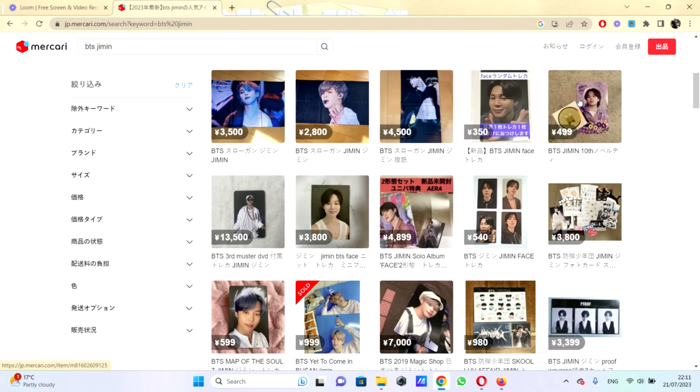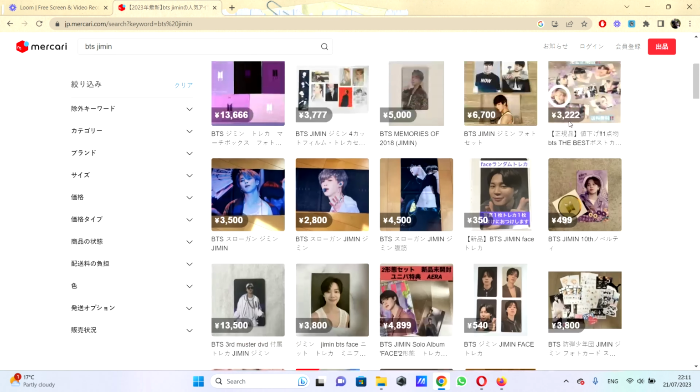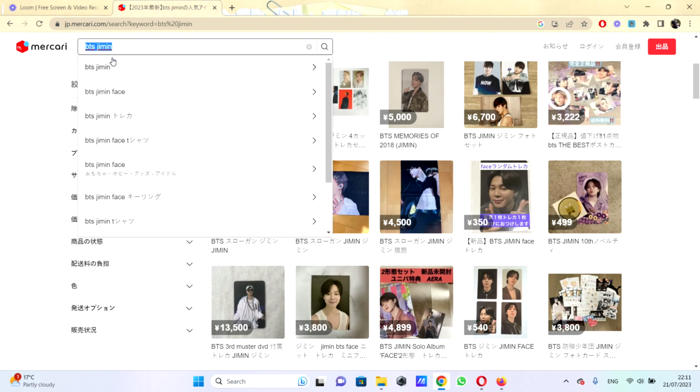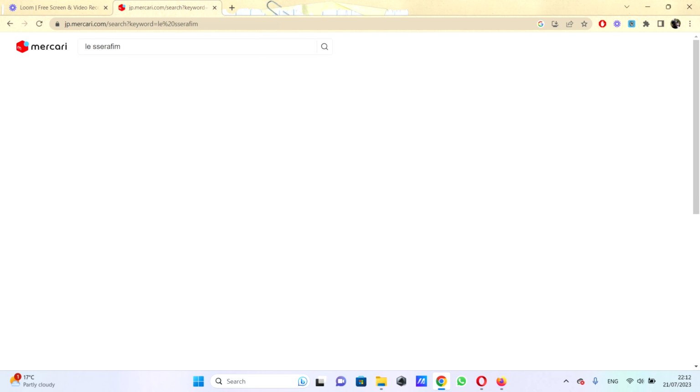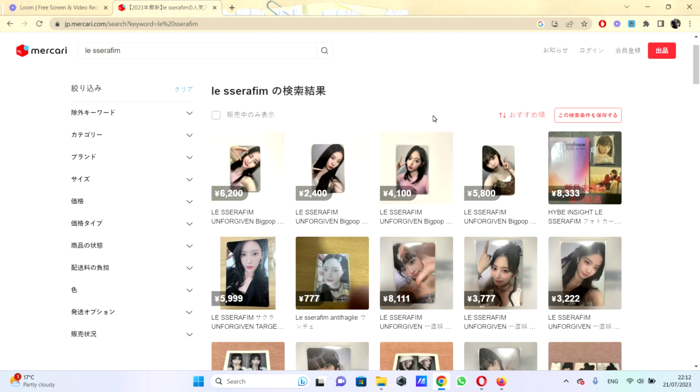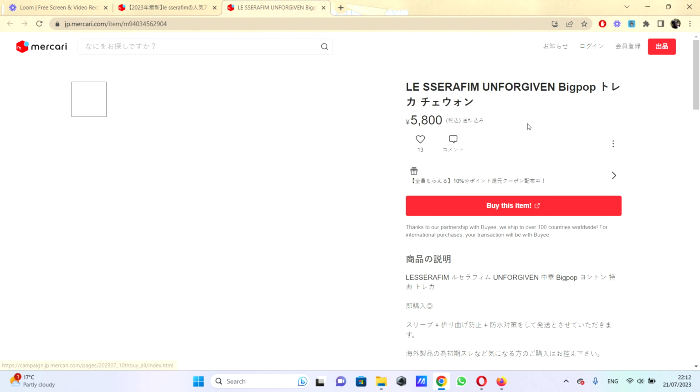Usually for groups that are less popular, you will have to put in the name, usually in English, and then their Japanese name. I can show you actually. Let's imagine that you're looking for Le Seraphim. You see, immediately there's some Japanese stuff that comes up. So we search for Le Seraphim. Great. And let's imagine that we want Cheon. Cheon is actually my bias from Le Seraphim, so let's just take that.